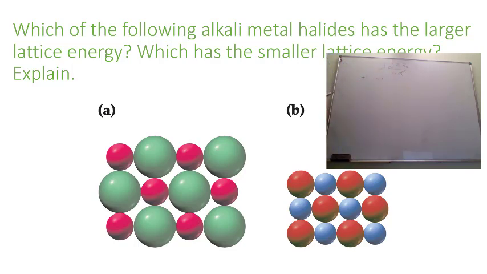So which has the smaller lattice energy? To get a smaller U, what we have to do is increase the distance between our nuclei. So which one, A or B, has a larger distance between the nuclei? The correct answer there would be A.